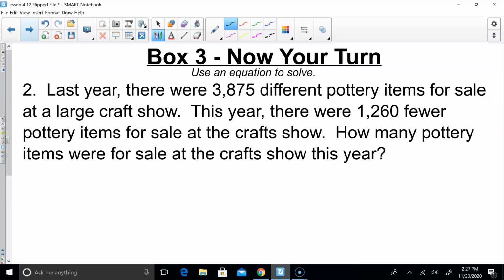And another one we have: last year there were 3,875 different pottery items for sale at a large craft show. This year, there were 1,260 fewer pottery items for sale at the craft show. How many pottery items were for sale at the craft show this year? See if you can read that one. There's a lot of this year and that year, so make sure you read the question carefully, and see if you can pause the video and solve it. Good luck.